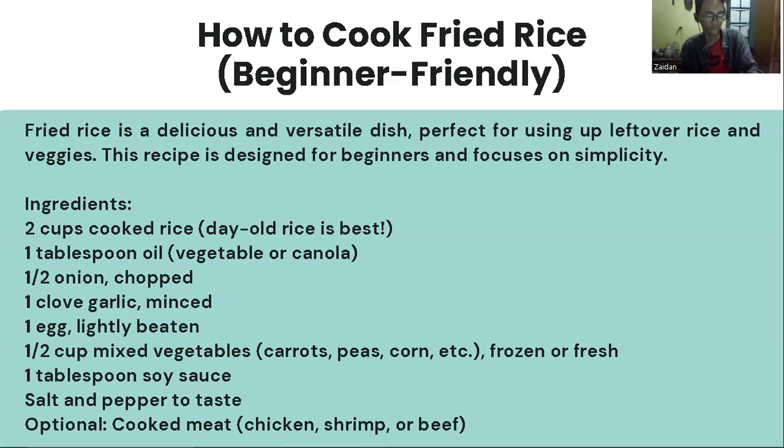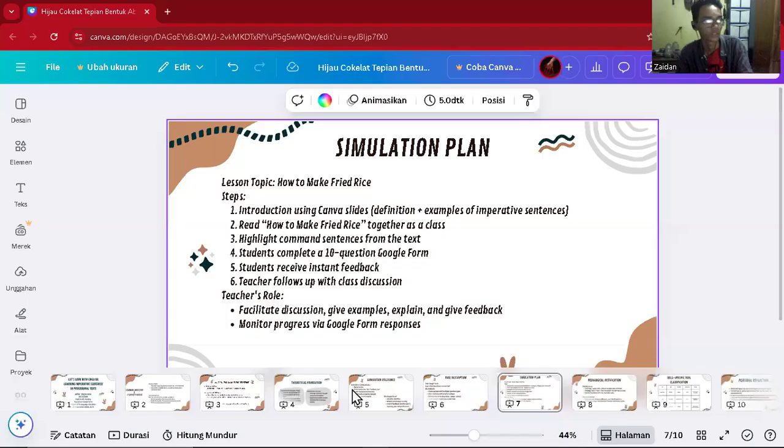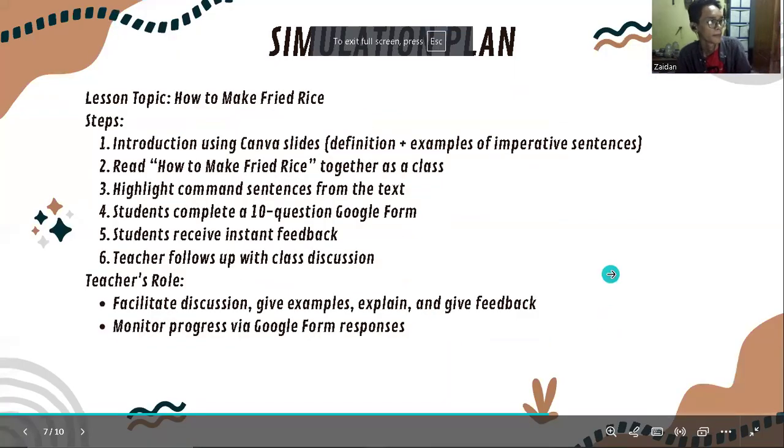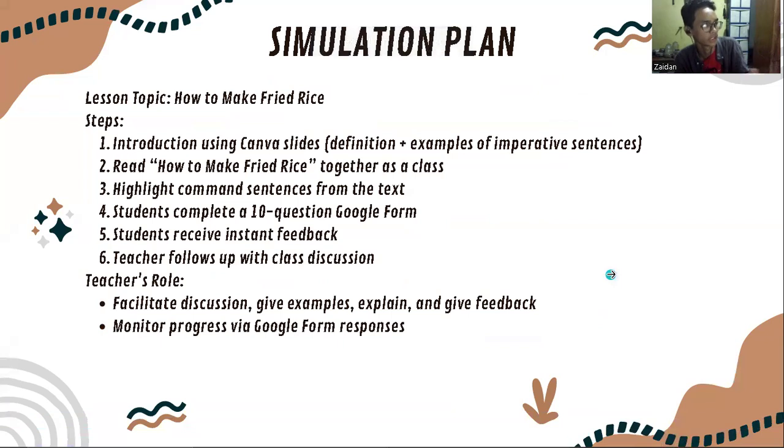So that's how I want to teach my students using Canva and also Google Form. This is the introduction using Canva slides, then read, highlight, and complete 10 multiple choice questions in Google Form, which is a formative assessment. The students also receive instant feedback. My role as a teacher is to facilitate discussion, give examples, explain, give feedback instantly, and also monitor progress via Google Form responses.